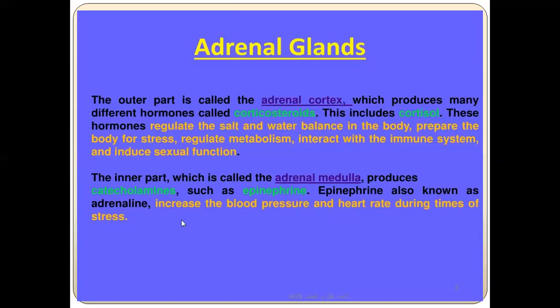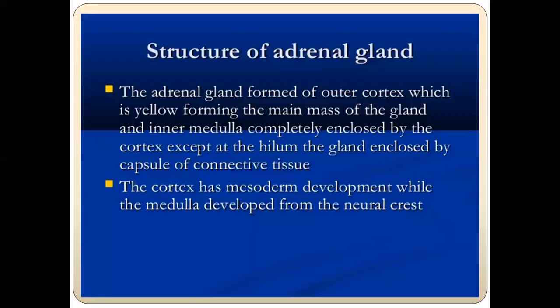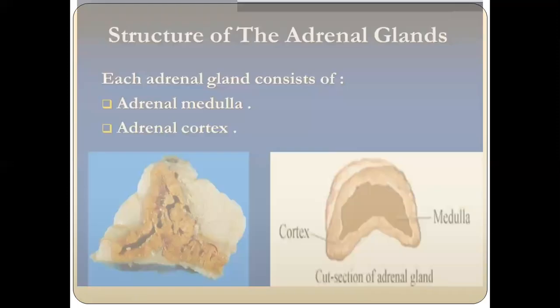Now, look at the structure of the adrenal gland. How is it formed? It is formed by an outer cortex, which is yellow, forming the main mass of the gland, and an inner medulla completely enclosed by the cortex, except at the hilum, and the gland is enclosed by a capsule of connective tissue. You can see here the structure of the adrenal glands.